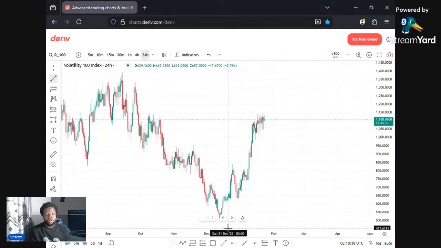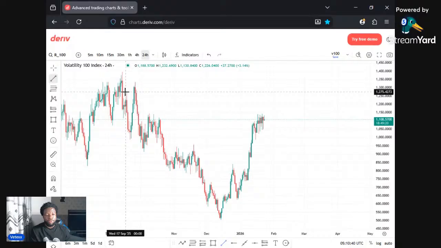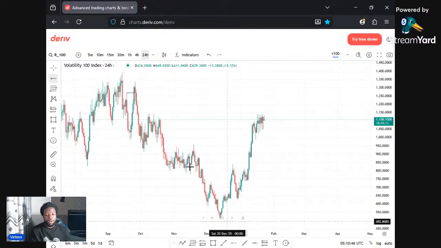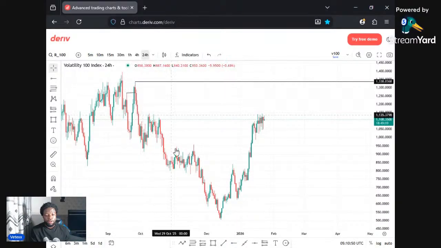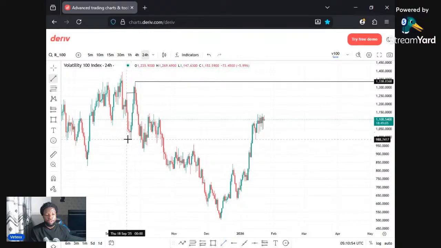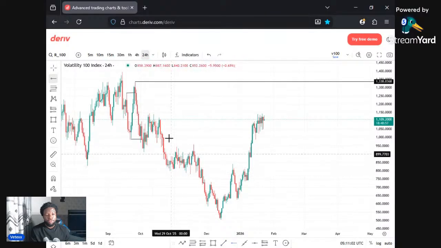So first of all, V100 has a sweep of liquidity here, which is transactional liquidity, and then price gives us a newly created high here. Once price gives us a newly created high, it retraces back to break this newly created low that gives us our first sweep of liquidity. And after that, price retraces 50% to give us our structural liquidity, which is this.